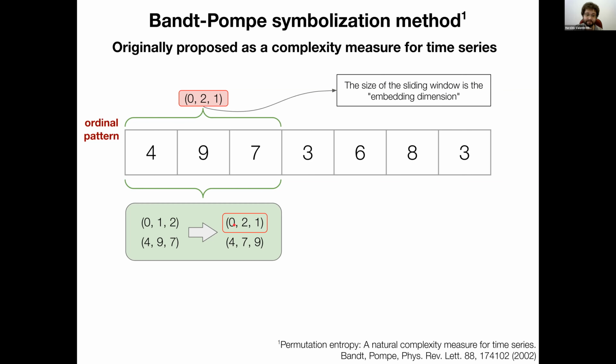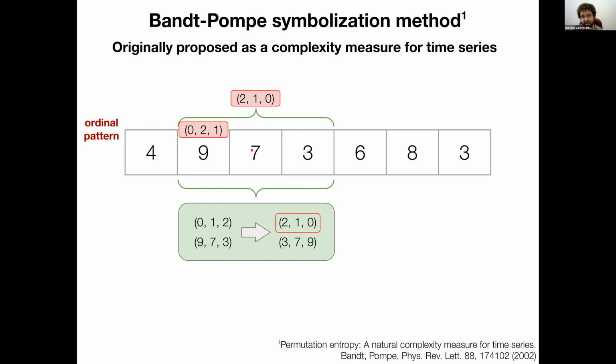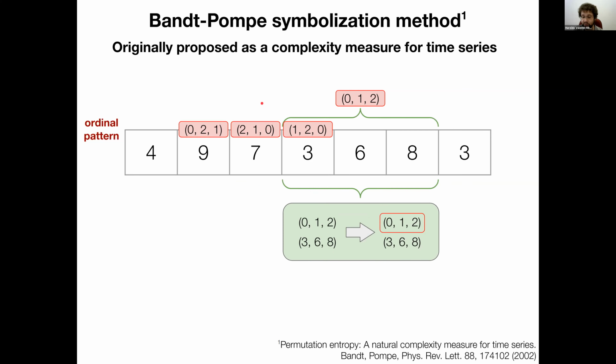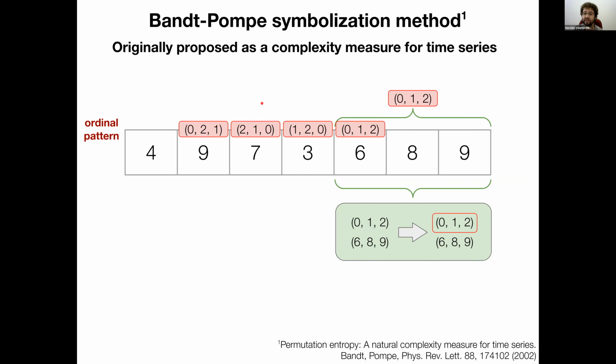And this defines the ordinal pattern, or the permutation symbol, associated with this part of the time series. And what we do next, we move our sliding window one step ahead, and again we get the new elements. So in this case it's 9, 7, 3, and because they appear in decreasing order, we already see that the permutation symbol that sorts these numbers in ascending order is 2, 1, 0. And then we keep doing this up to the end, up to the last position of our sliding window.